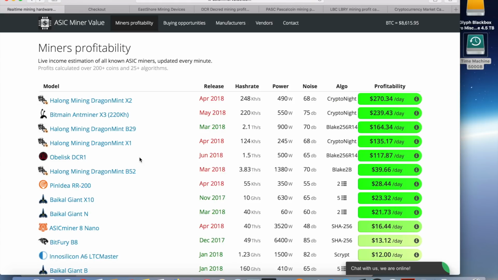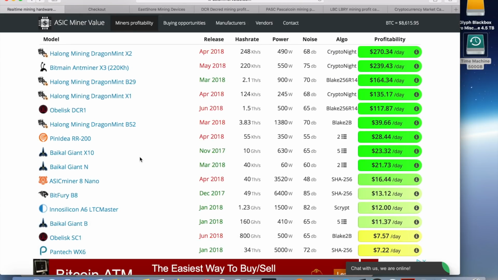So I'm over here doing a little bit of digging, and I'm trying to figure out as much as I can. Besides maybe this ASIC miner 8 nano here, which I haven't done a review on yet, I am going to, but the units are really expensive. They're like $13,000 for a Bitcoin miner, and you're only going to be making $16.50 a day? No thanks. I'm not interested.